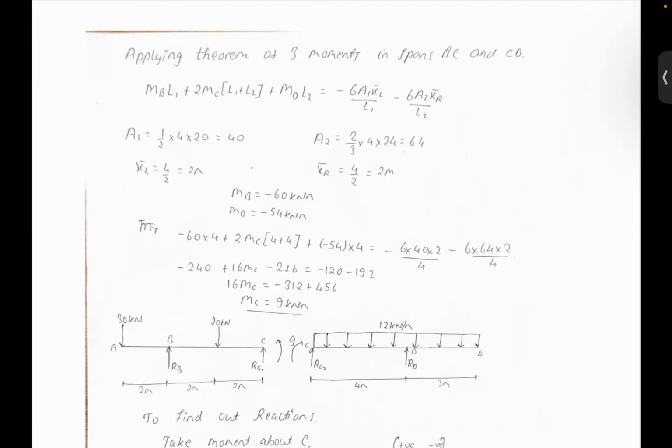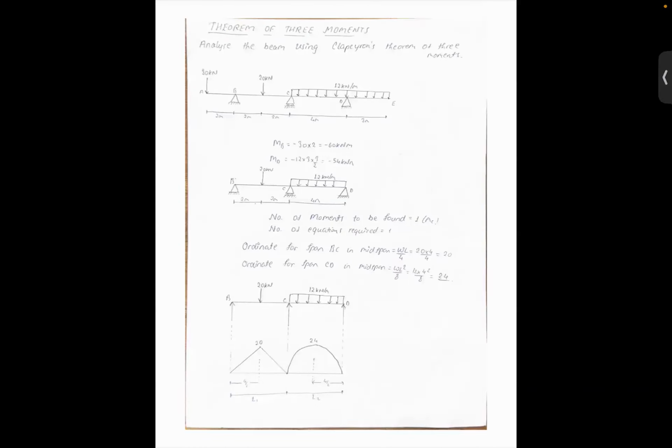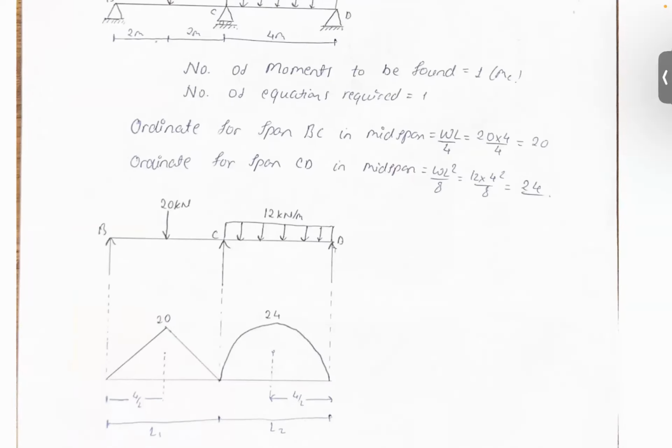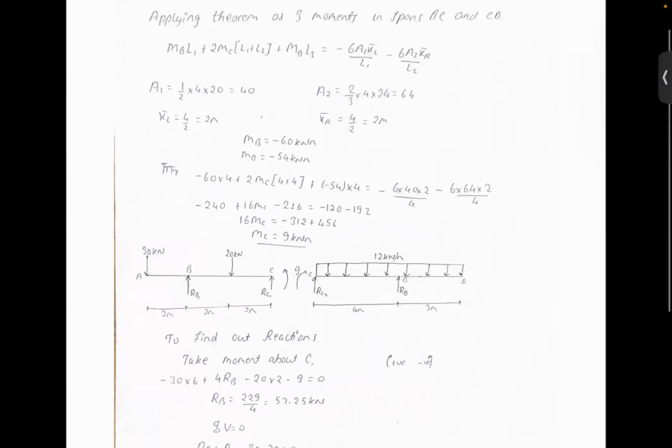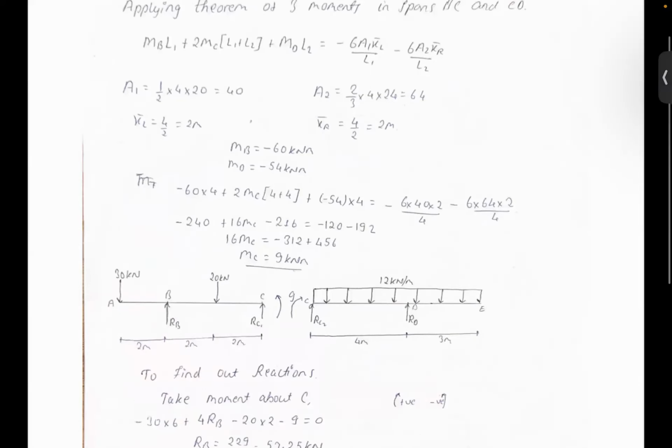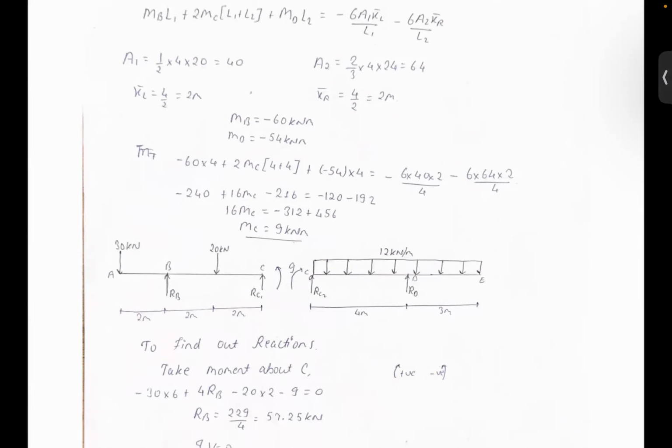So we calculated the areas from the previous diagram. Since this is a triangle, the area is half into base into height, whereas this is a circle. Sorry, it is a parabola, so we calculate the area using the parabola formula, whereas x̄L and x̄R are the centers of that area. So putting in all the values, we get the moment at C as 9 kilonewton meter.